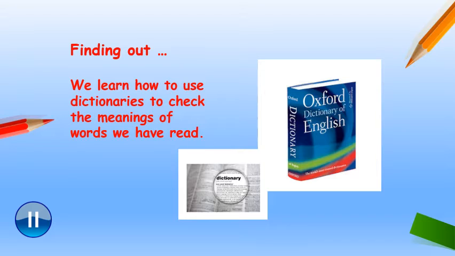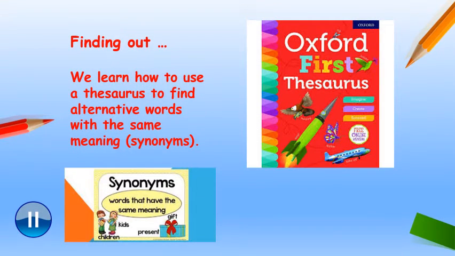We're going to find out lots of things too. First of all, we're going to learn how to use dictionaries to check the meanings of the words we have read. There might be a lot of Victorian language that we're not that familiar with. We're also going to learn how to use a thesaurus to find alternative words with the same meaning. You already know what they're called, don't you? They're called synonyms.